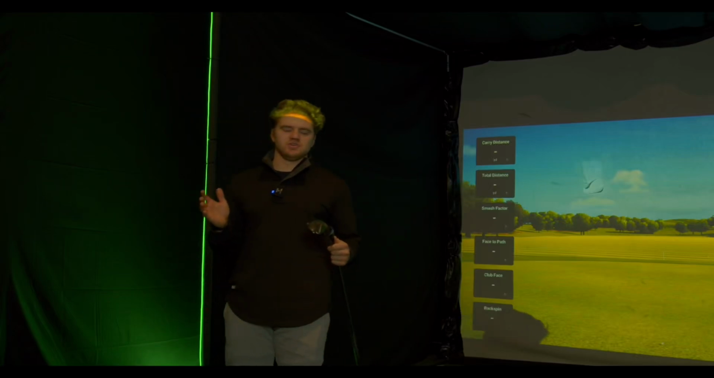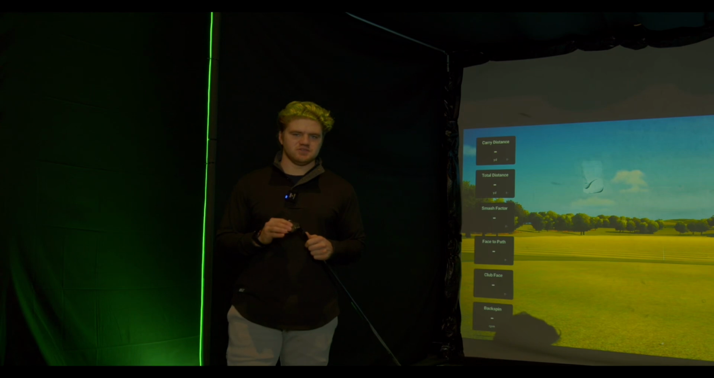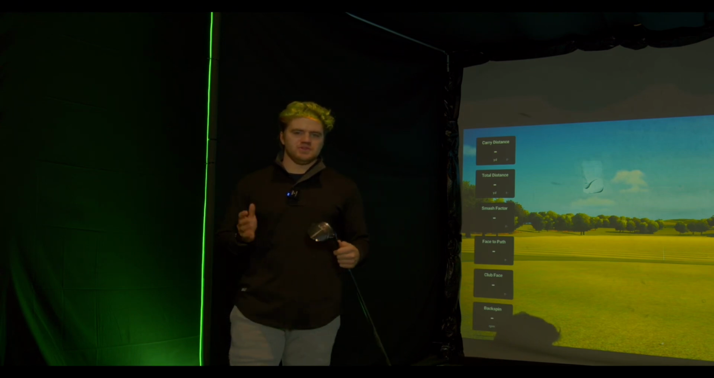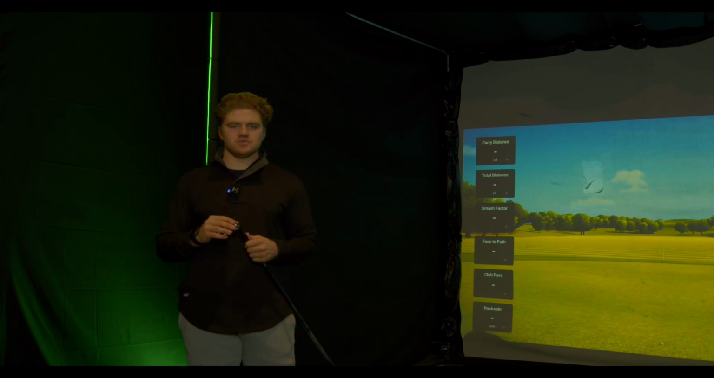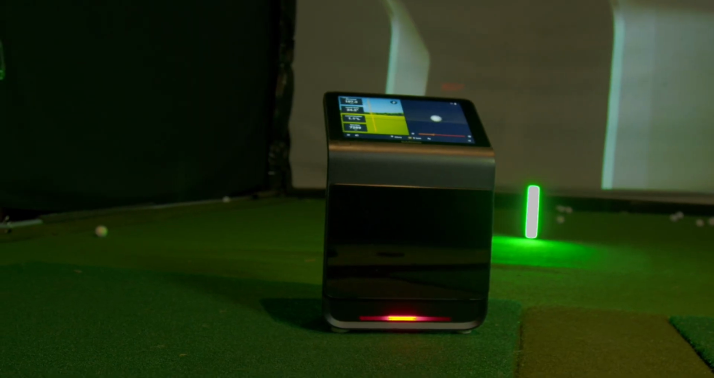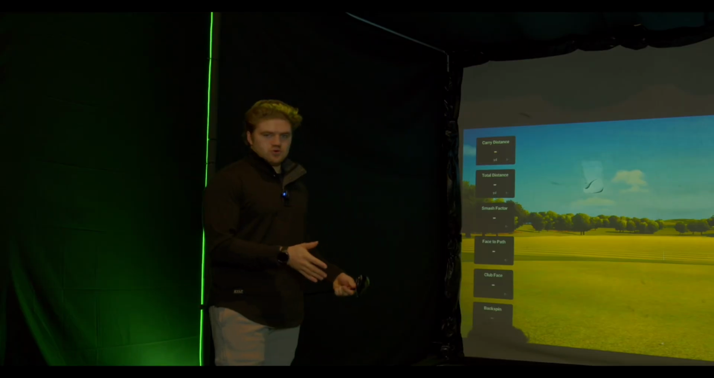So welcome back. We're going to talk about the Garmin Approach R50 again. The Garmin Approach R50 tracks everything from ball data to club data. Today we're going to talk about what these things mean so you can use that data to improve your game and improve your scores. Firstly, we're going to use the Garmin Approach R50. Again, this is Garmin's newest model. We're going to set it up for a range session.